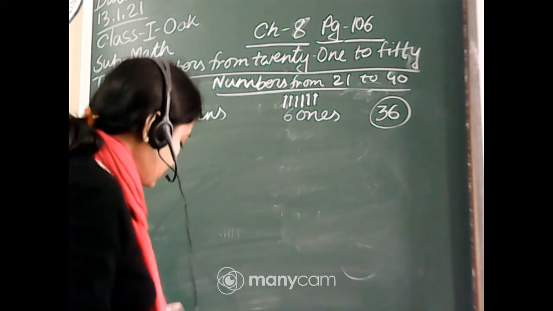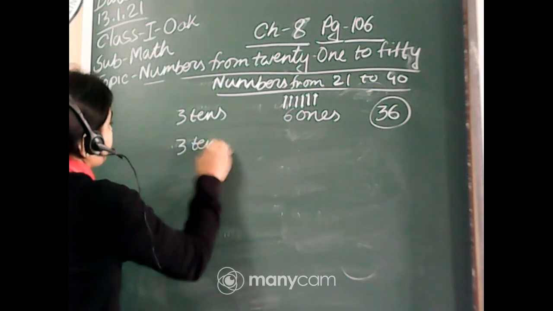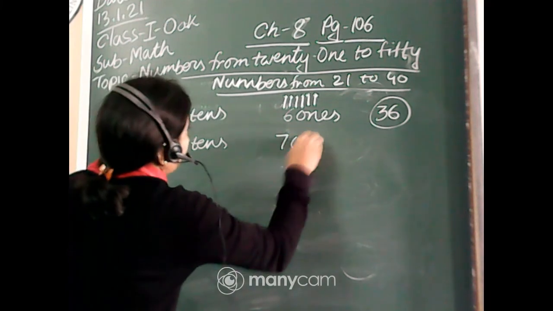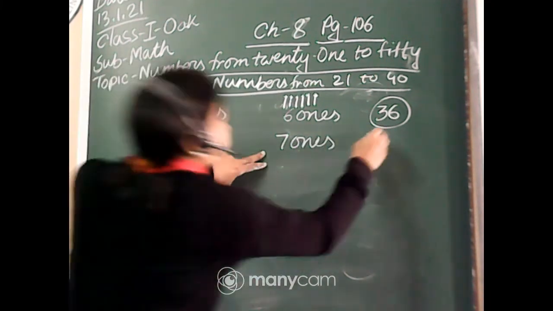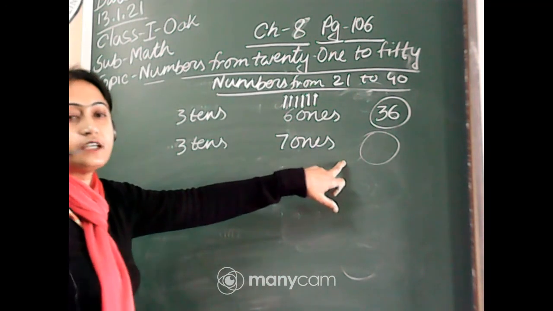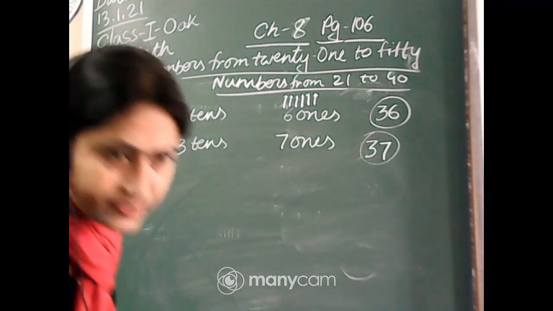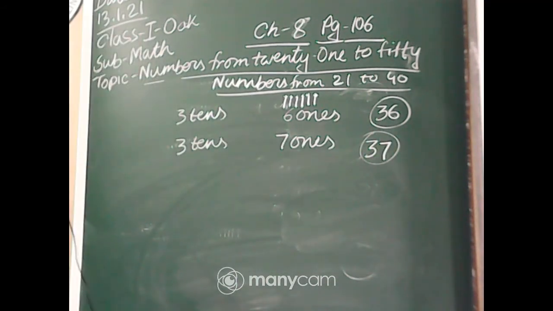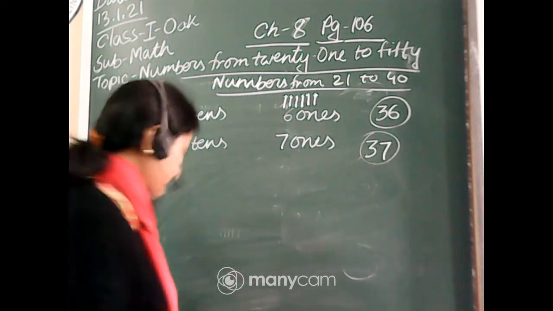Next, 3 tens and 7 ones. 3 tens and 7 ones. No need to draw anything. It's tens and ones, 3 tens and 7 ones. What is the number? 37. Very good. Very good, Aradhya. 3 tens and 7 ones. The number is 37. And the next one.